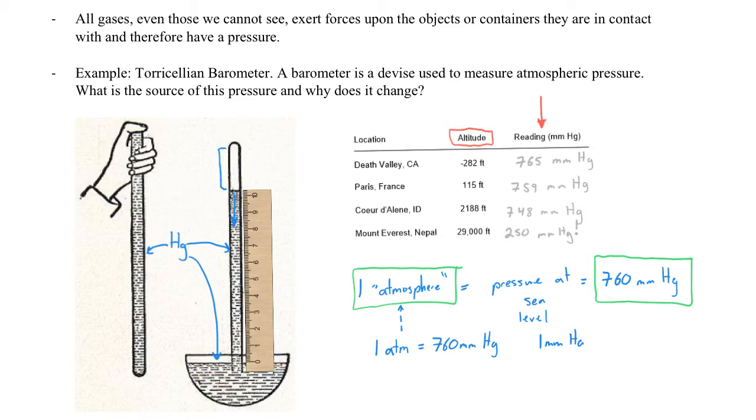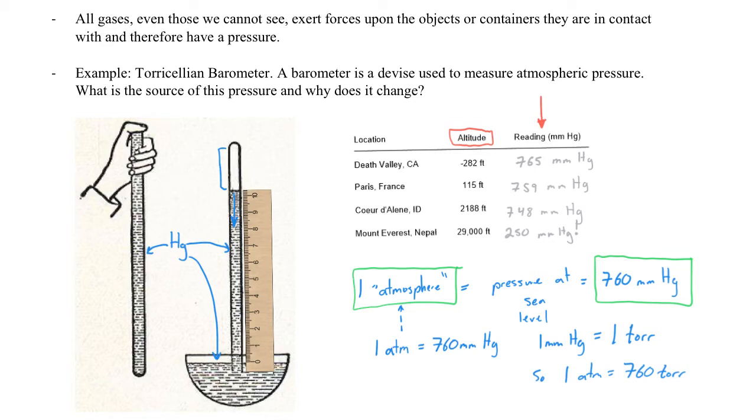We also use a unit called the Torricelli on occasion. The Torricelli, of course, is related to the Torricelli barometer, and there's a unit of torr, which is another unit for pressure. 1 torr is equal to 1 millimeter of mercury. So 1 atmosphere is equal to 760 torr.